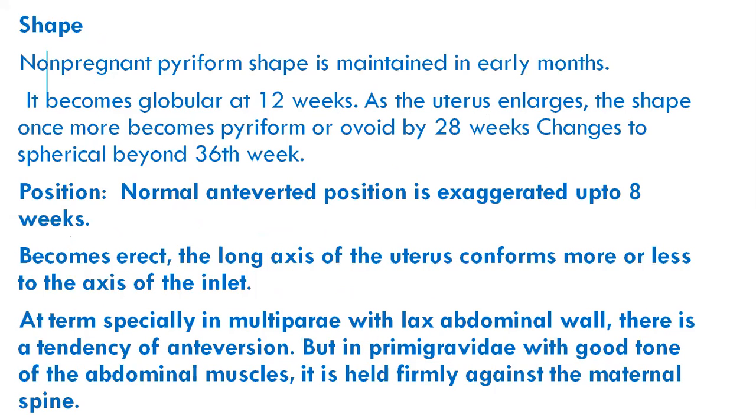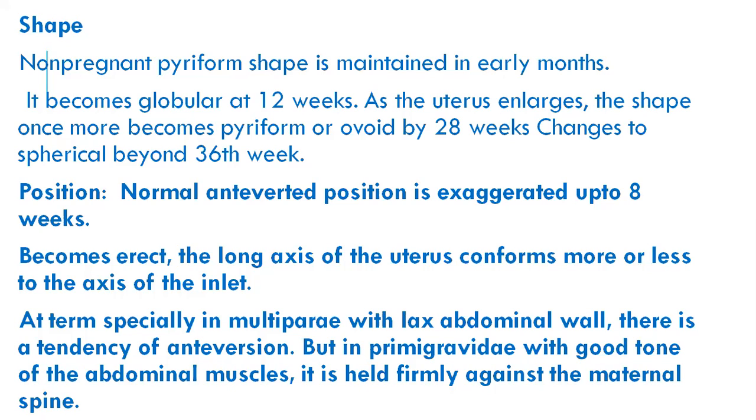So what is the shape of the uterus? The non-pregnant piriform shape is maintained in early months. It becomes globular at 12 weeks. As the uterus enlarges, the shape becomes more piriform or ovoid by 28 weeks and then changes to spherical beyond the 36th week. So when you examine the abdomen, look at its shape and palpate, you will know approximately how many weeks the woman is pregnant.